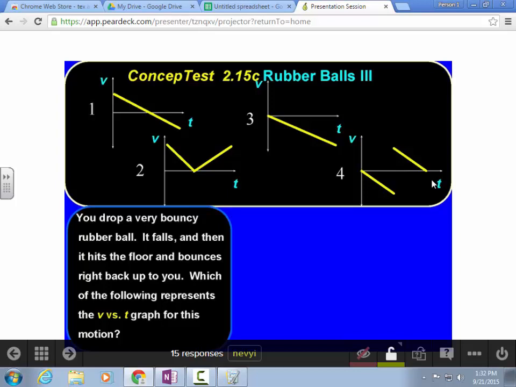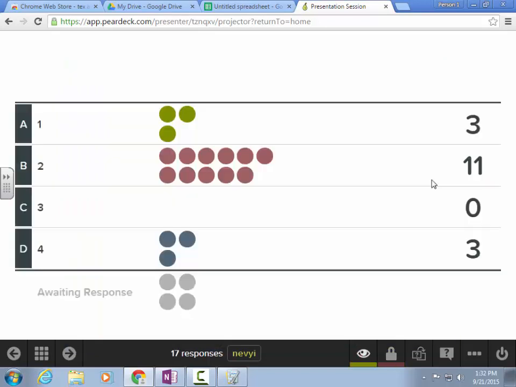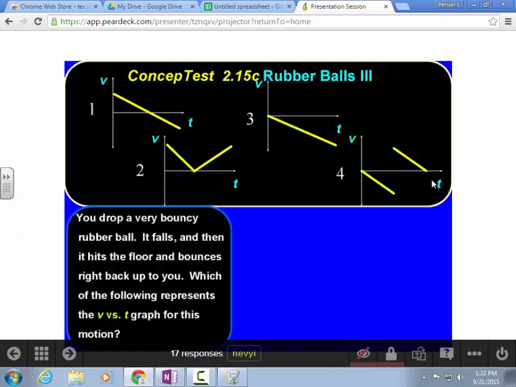All right. 5, 4, 3, 2, time. Let me lock it and show you the responses. Most people picked B. So, does anybody have a critique of B? Put it into words. The answer is D.